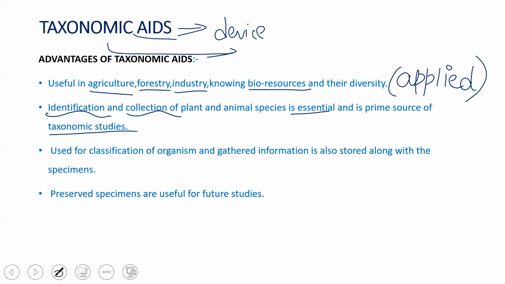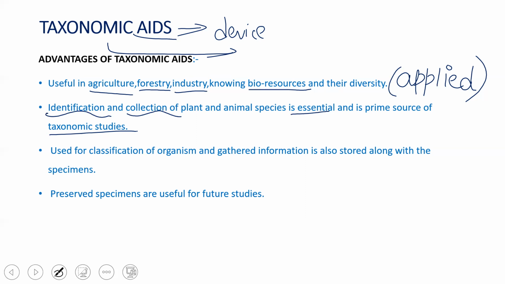And we can even understand about the endemic species, which are the species which are going to be present only in that particular region, or the species which are going to be extinct. So that data can also be analyzed. And some species which are in danger, endangered species.